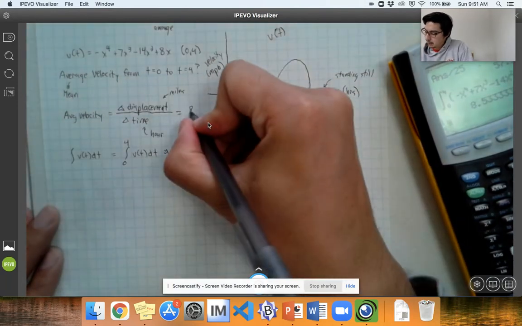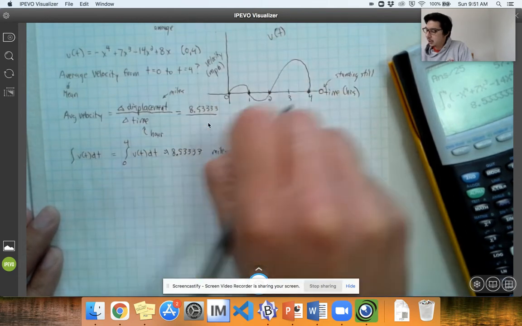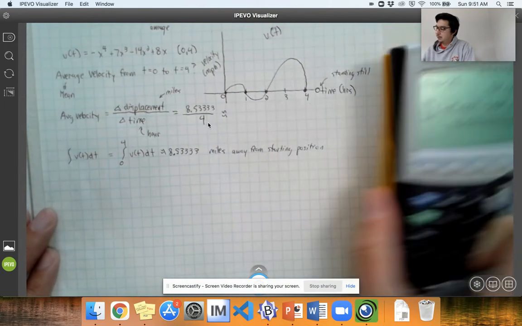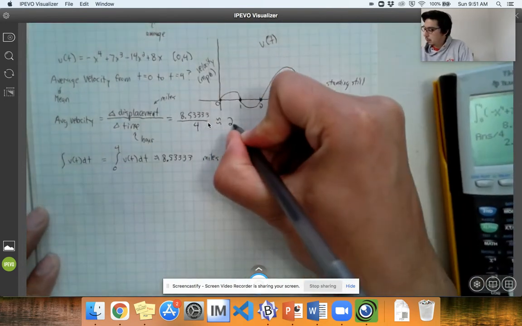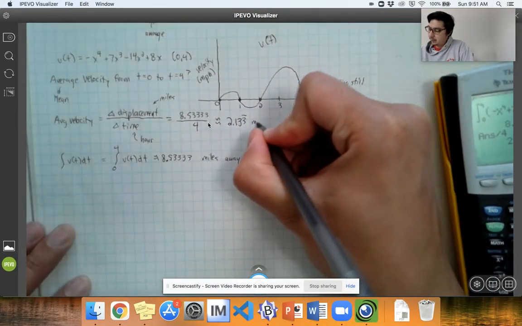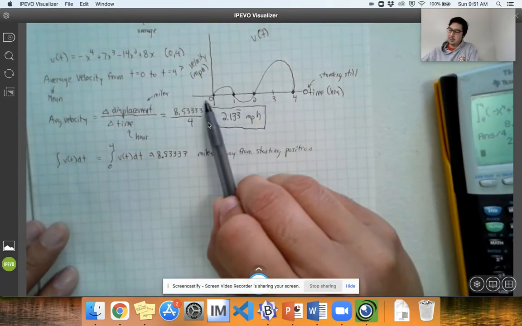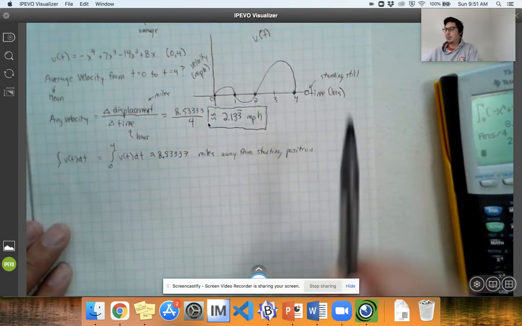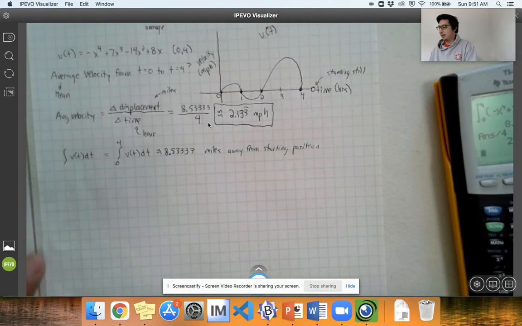So that's going to be 8.5333, 1, 2, 3, 4, 5, over our change in time, which is 4, which will net that our average velocity here is approximately, divide that by 4, 2.133, and it looks like repeating from there, miles per hour. So along this trip, as we were speeding up, slowing down, speeding up, slowing down, speeding up even more, and slowing down even more back to 0, our average velocity along that trip can be found by 2.133 miles per hour. And where's that at on the graph?